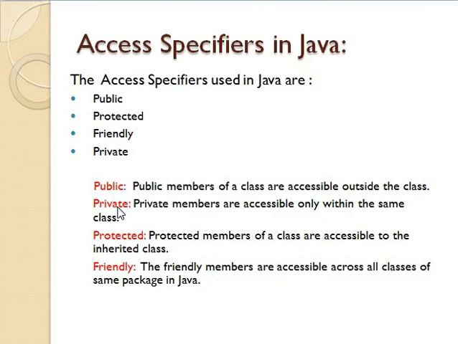Now under the private access specifier mode, the private members are accessible only within the same class. That means the members which have been declared with the private access specifier shall be accessible within their own class only. They shall not be accessible outside of their class.